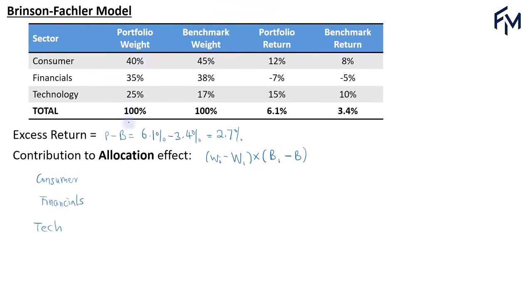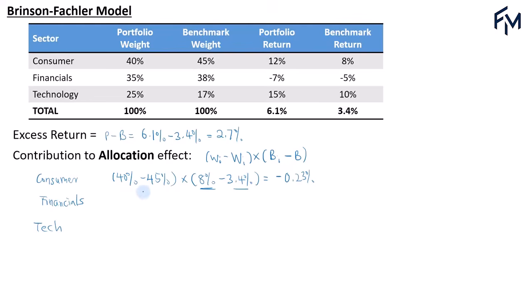So for consumer, we'll take 40% minus the benchmark weight, 45%. So what we can see here is that the portfolio manager has underweighted consumer, and in the benchmark, the return for consumer is 8% minus 3.4%, the overall benchmark return. So that's negative 0.23%. In other words, the manager made a wrong decision in underweighting the consumer sector when the consumer sector is performing better than the rest of the sectors. So on average, the consumer sector is performing better.